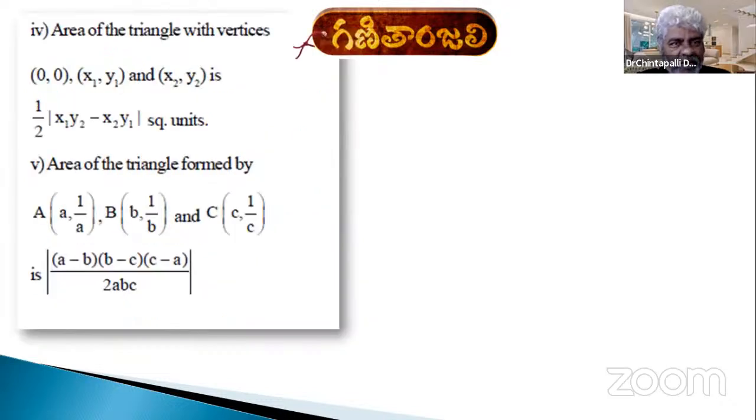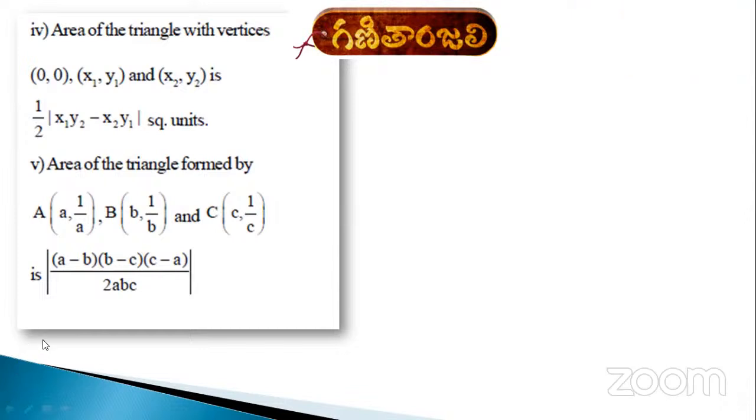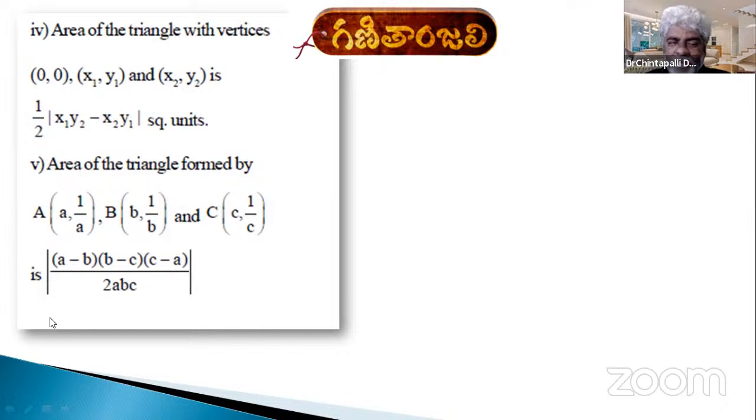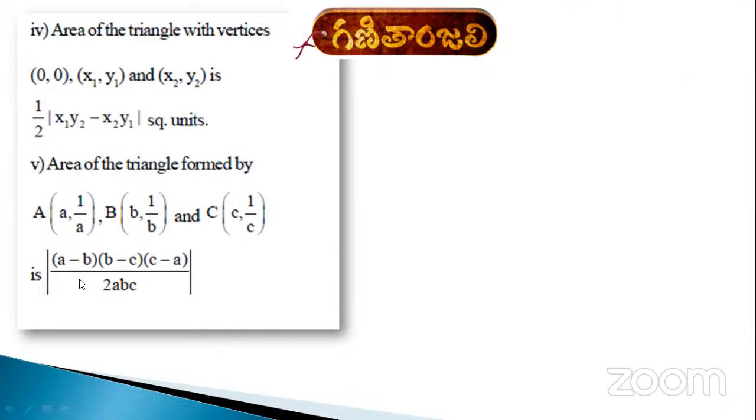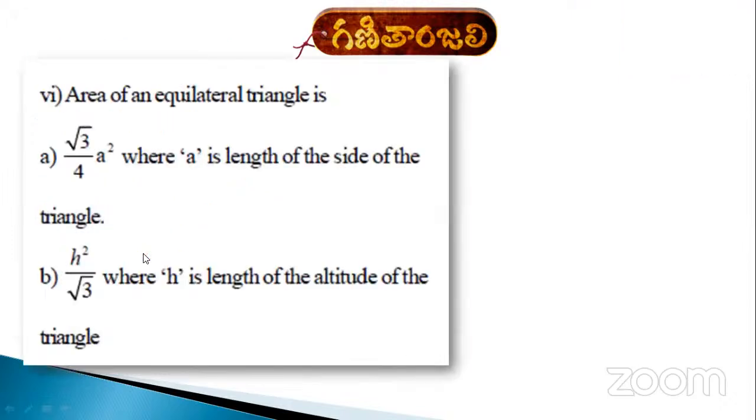These are the formulas for the area of a triangle with vertices. If one of its vertices is 0, 0, then it is so easy. The formula is simply x1 y2 minus x2 y1. And if the vertices are in the pattern a, 1/a, for example 2, 1/2; 3, 1/3; 5, 1/5, then it has a simple formula: mod of (a minus b) into (b minus c) into (c minus a) by 2abc.